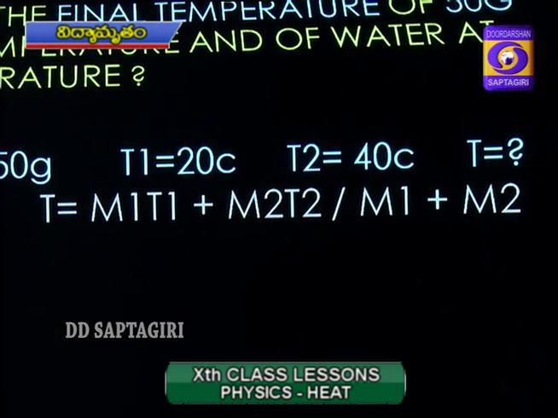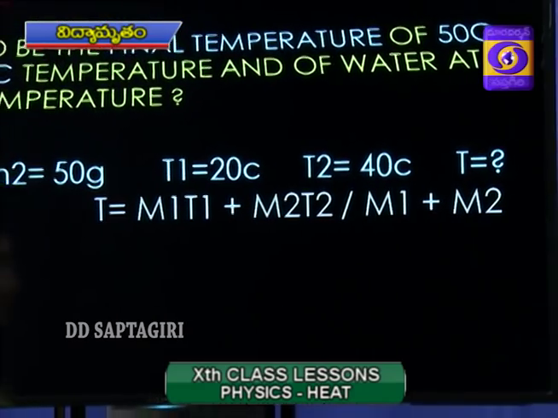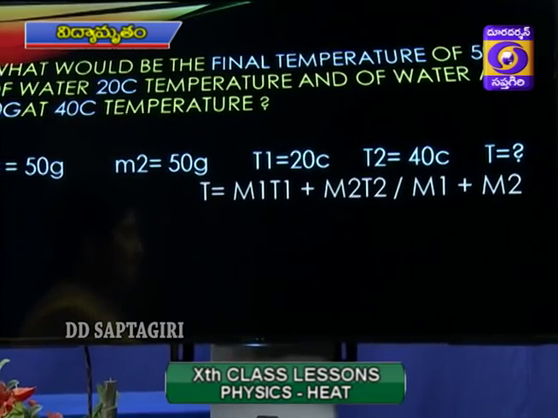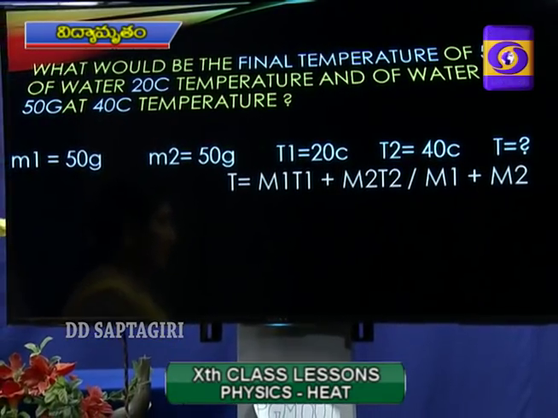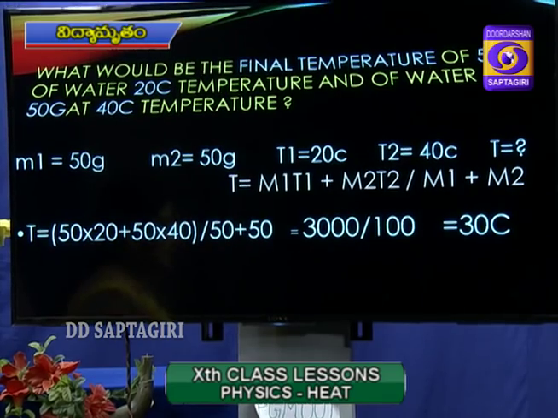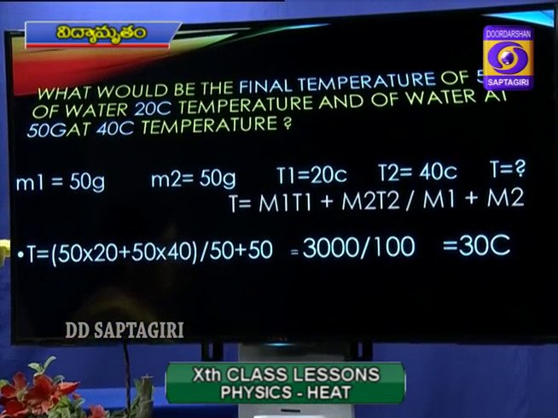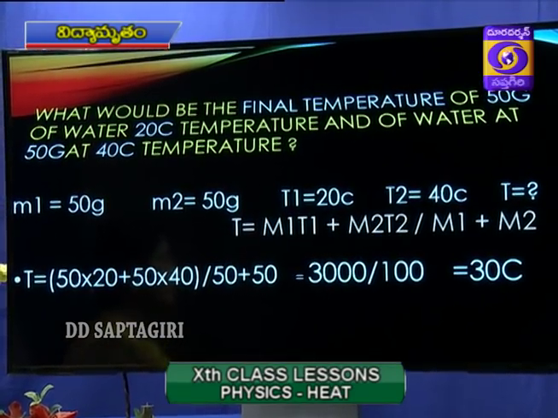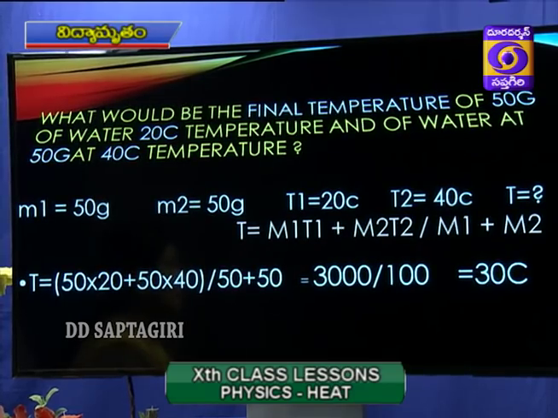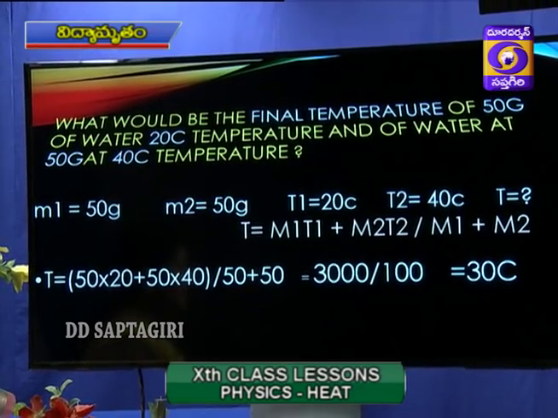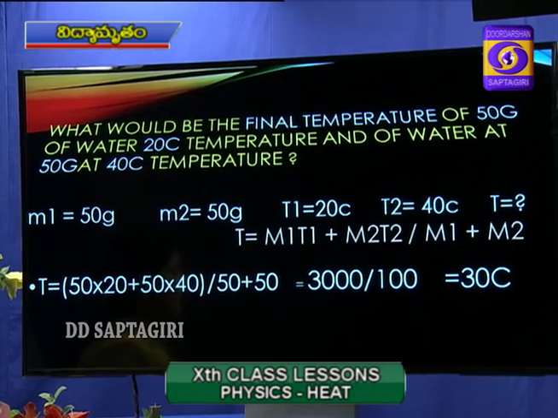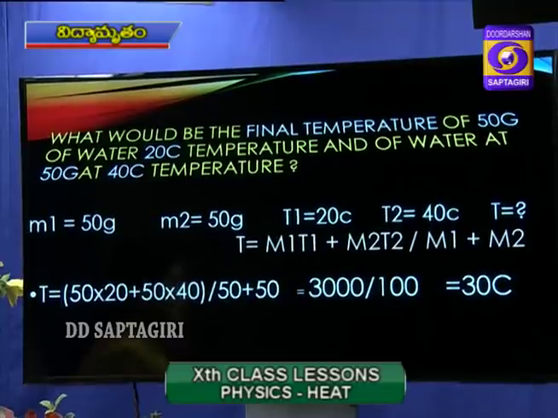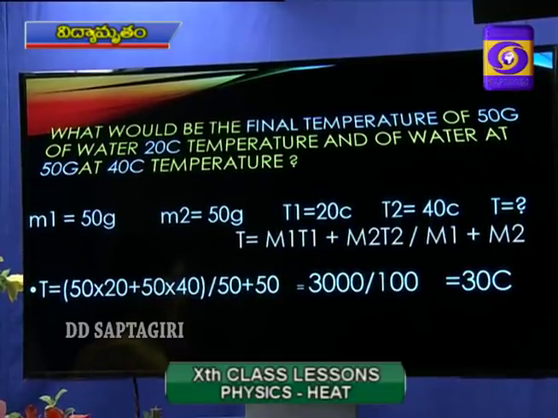Now we have to substitute the values. M1 is equal to 50 grams and M2 is equal to 50 grams, T1 is equal to 20 degrees centigrade and T2 is equal to 40 degrees centigrade. Now let us substitute the values. We can get the resultant temperature as 30 degrees centigrade. Okay. Already we learnt what is heat, what is temperature, what is thermal equilibrium, and how to find the resultant temperature if you mix two liquids or two substances.